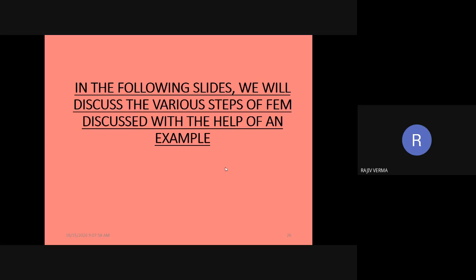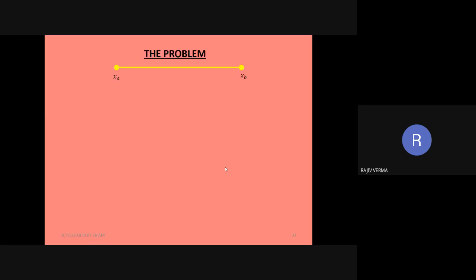In the following slides, we will discuss the various steps of FEM, and these steps of FEM are going to be discussed with an example. Since we are interested in a one domain solution, the domain itself is going to be represented by a line which has two ends, represented in this particular figure by 2 points located at XA and XB, while the domain itself has been indicated by a line.